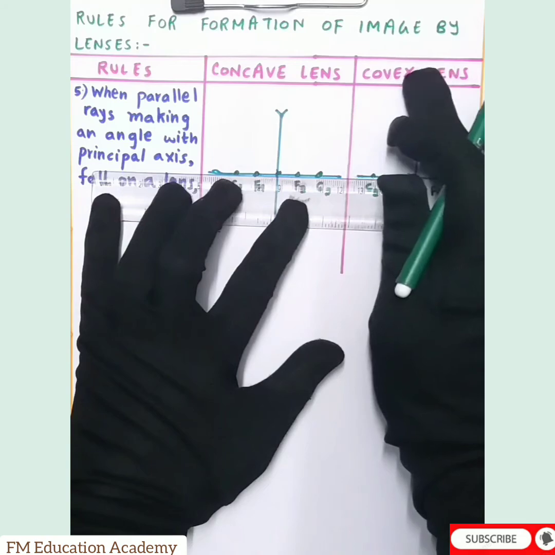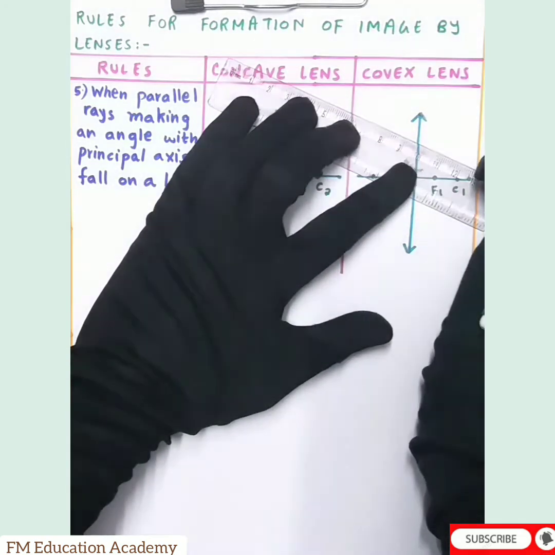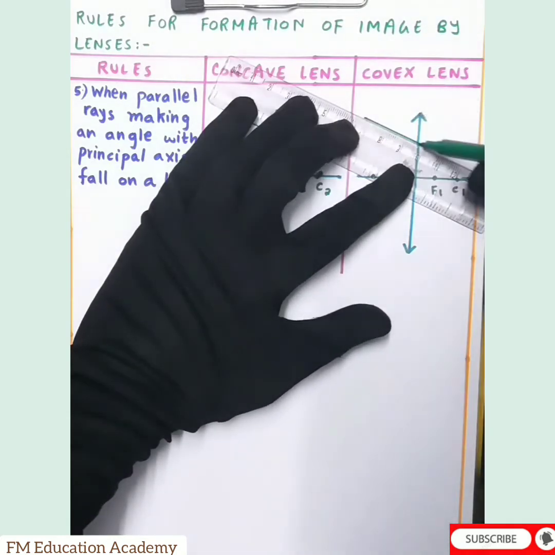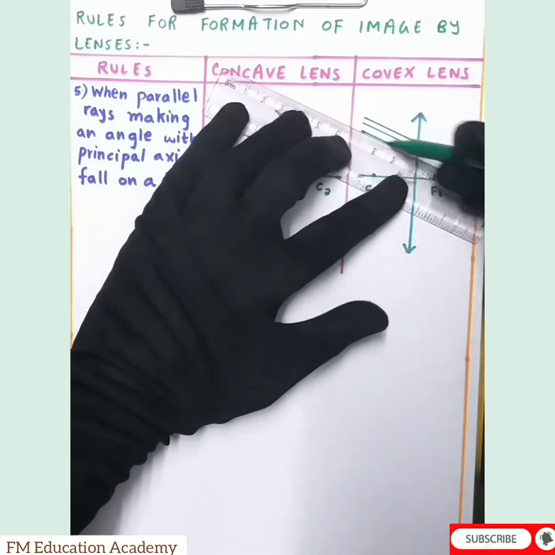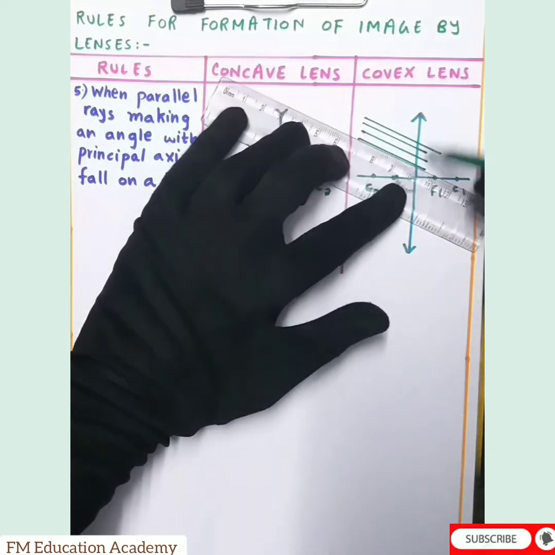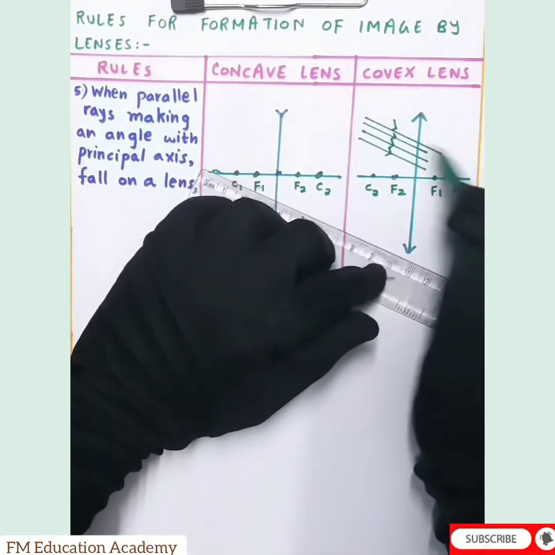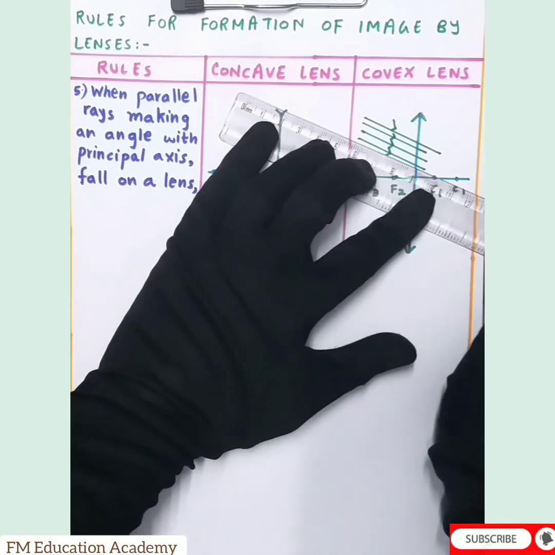First, let us draw a ray diagram for a convex lens whenever the rays are parallel. So we have some rays which are coming and which are parallel to the principal axis. They are coming like this, parallel to the principal axis. And they are also making an angle with the principal axis, as you can see, and they are parallel.